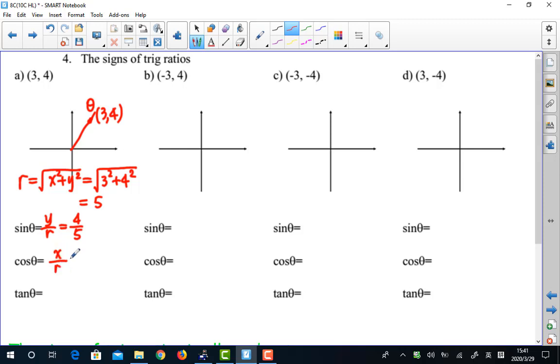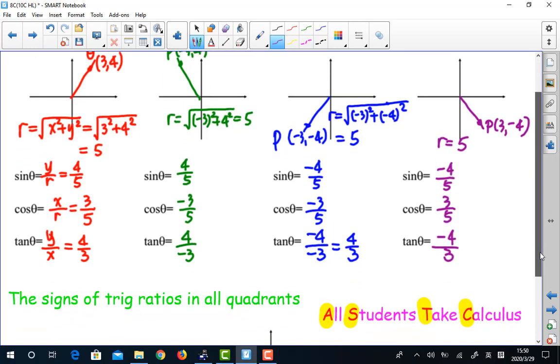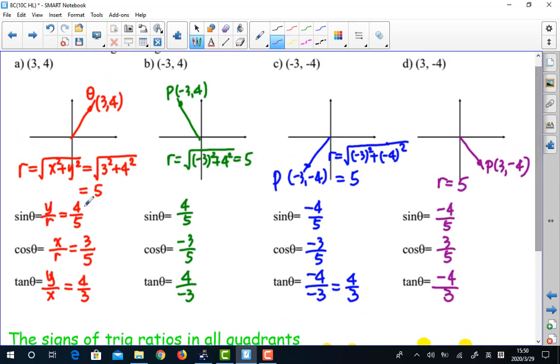Cosine theta is x over r, which should be 3/5. Tangent theta equals y over x, so we should have 4 over 3 here. By applying the same general definition of trig ratios, we can find the 3 primary trig ratios for a quadrant 2 angle, quadrant 3 angle, and quadrant 4 angle. So right now, let's investigate the signs of those 3 primary trig ratios in each quadrant.